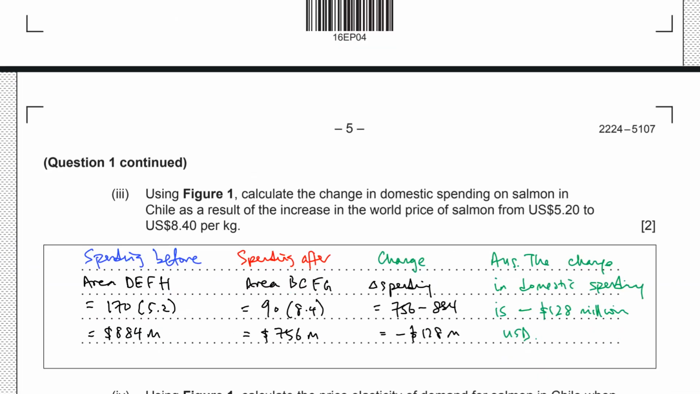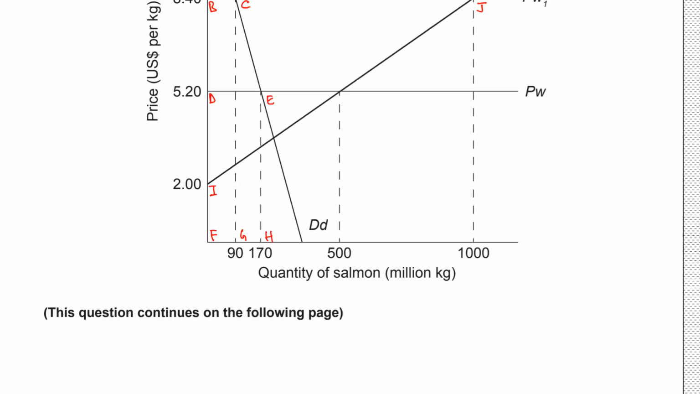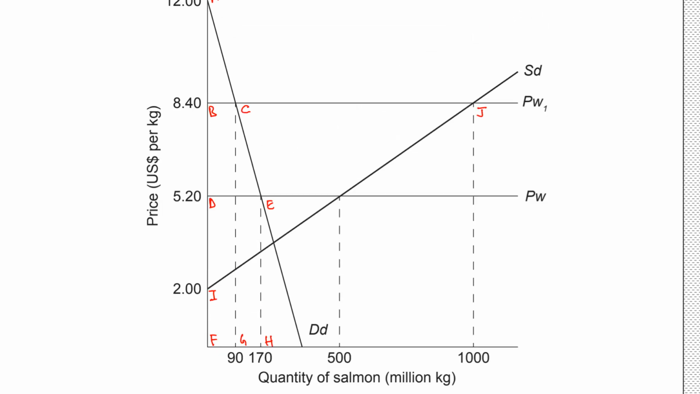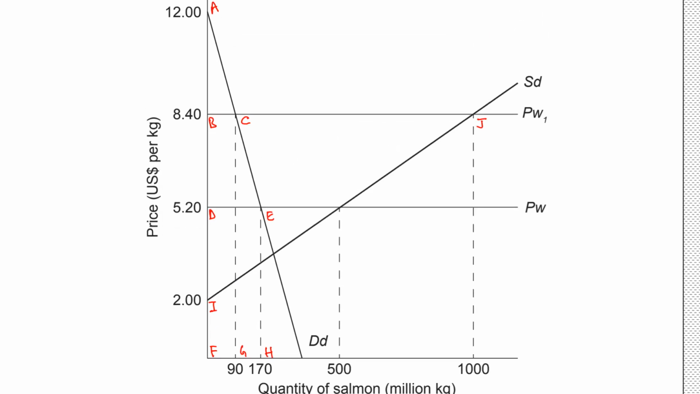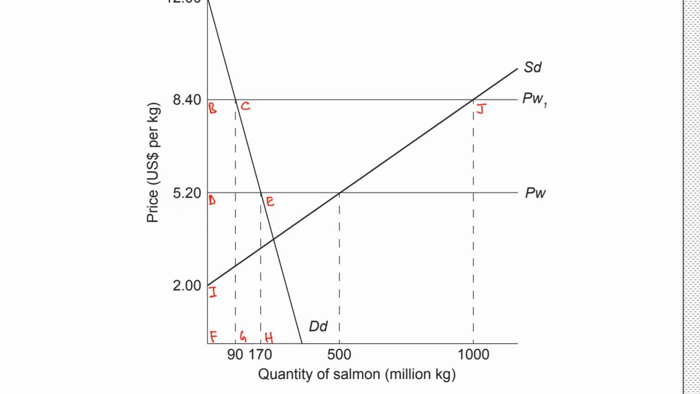So the total spending is $884 million before the price increase. Now, after the price increase, when it's gone to $8.40, okay, so at $8.40, this is the new price. If you go to the demand curve, that's the total amount that's going to be spent. If we go down to the horizontal axis, you see that 90 million kilograms would be consumed by consumers.